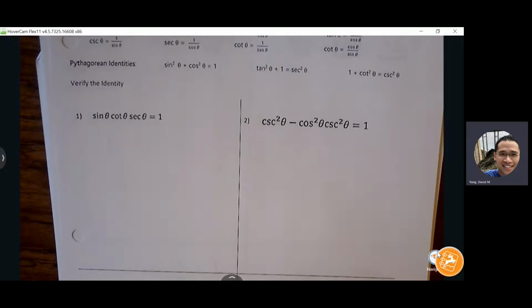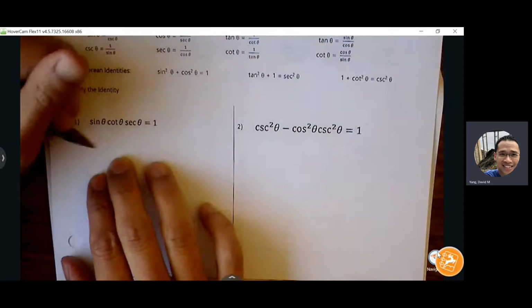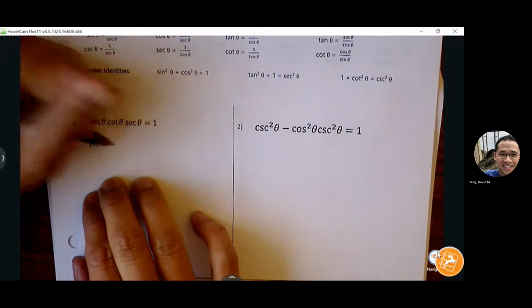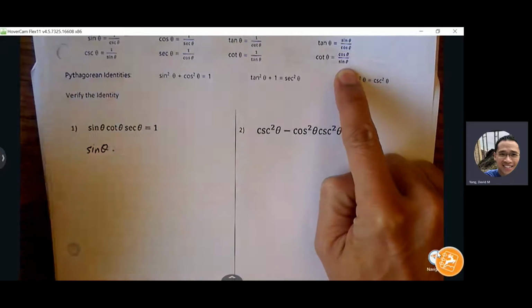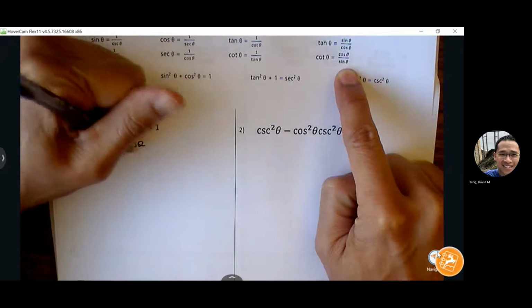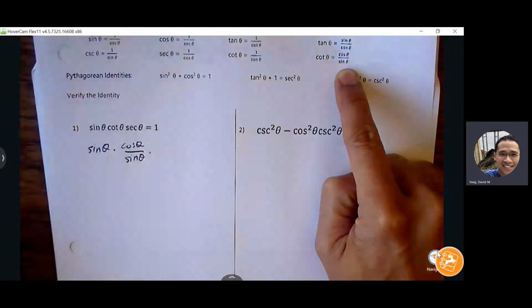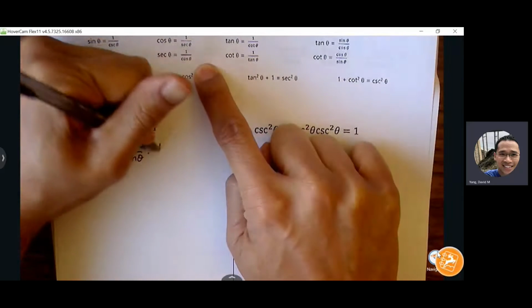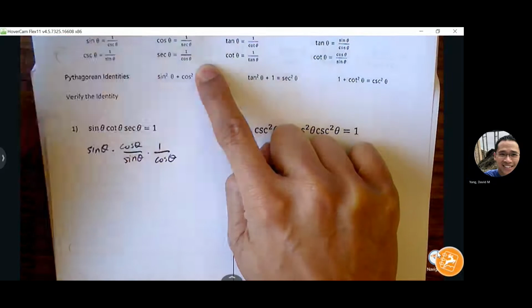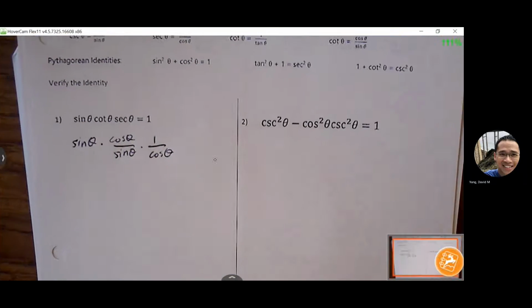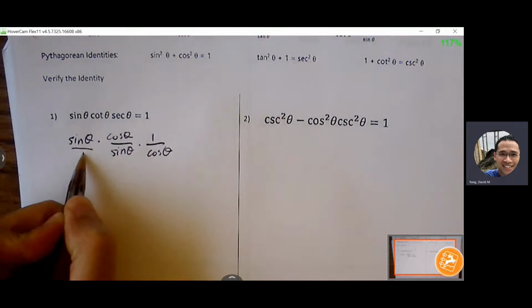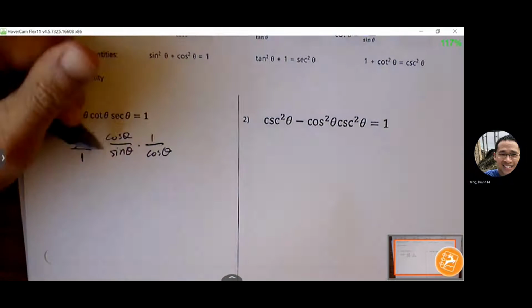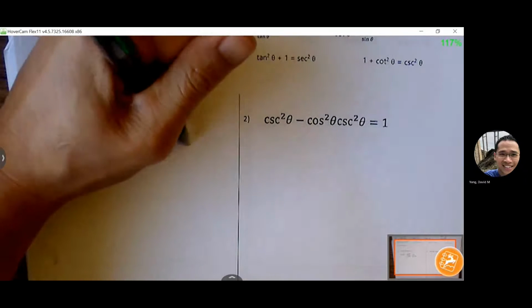Okay, so number 1, let's put everything in terms of sine and cosine. Cotangent is cosine over sine. Secant is 1 over cosine. Okay, does everything clean up nicely here? Yes, right. Sine goes away, cosine goes away. All we're left with is 1.